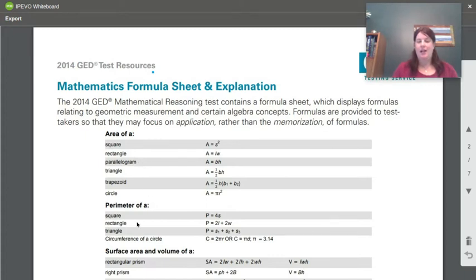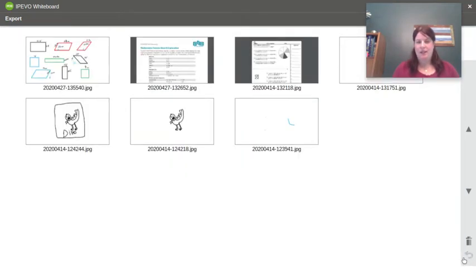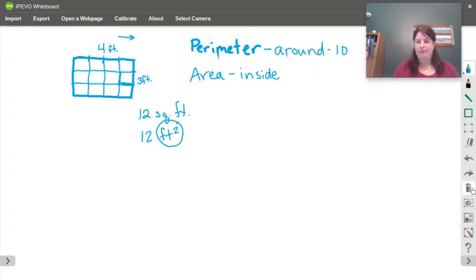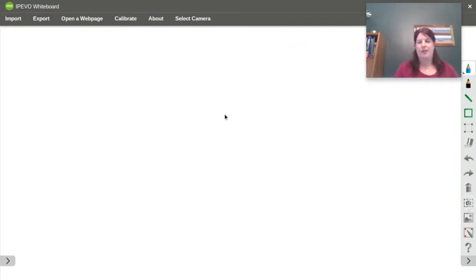And then we're going to move on through the formula sheet in future videos so that by the time we're done, you have a full tutorial of the whole sheet. So let's look again at our rectangle. I'm going to erase everything and start over with a fresh one. Our first formula is the area of a square. So we'll make a little square here.